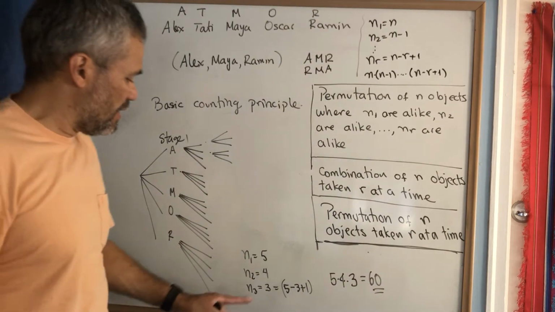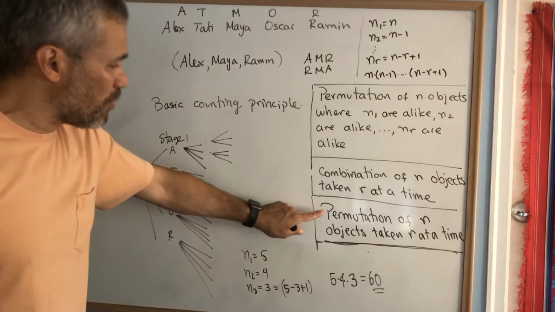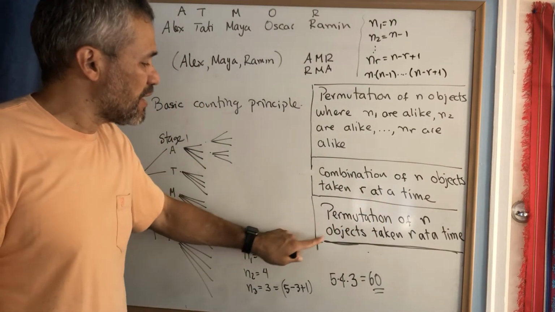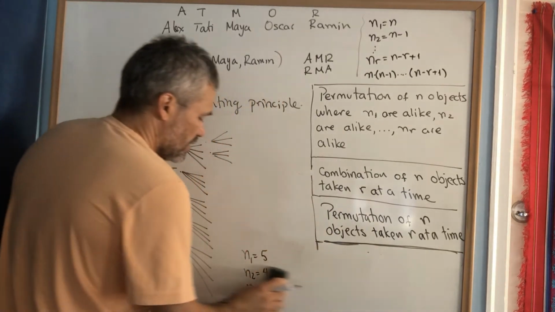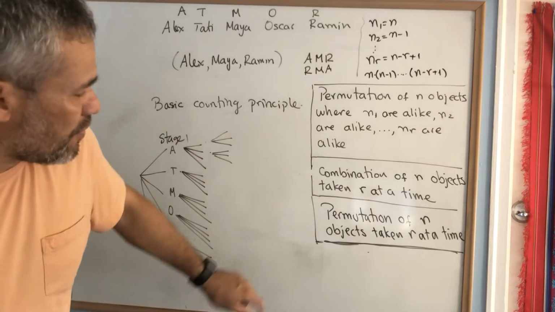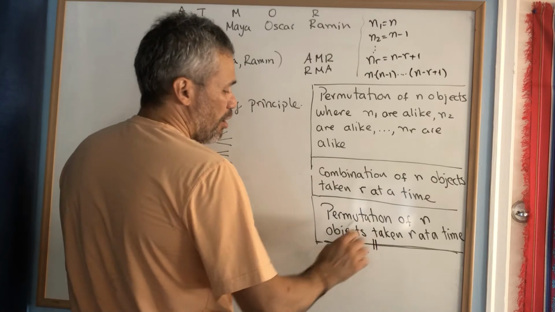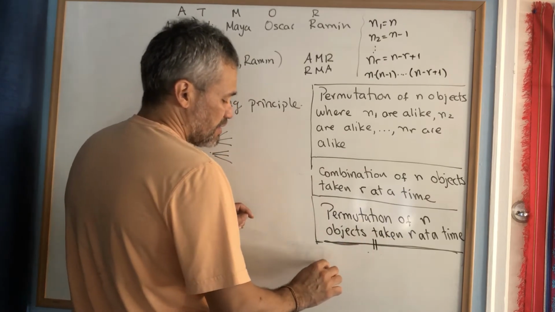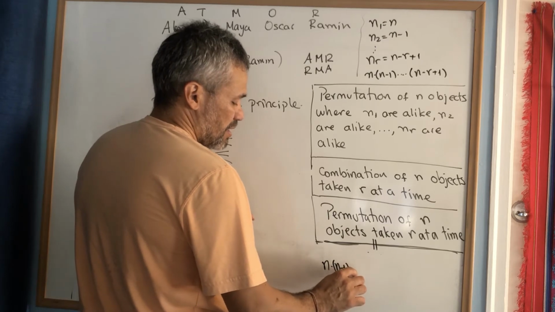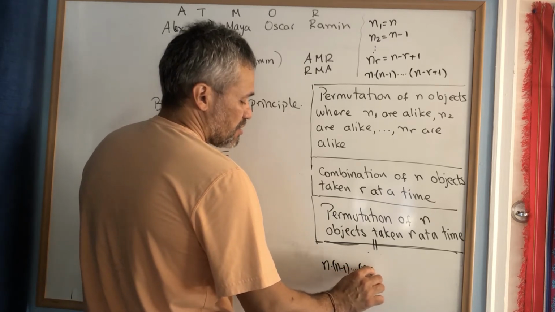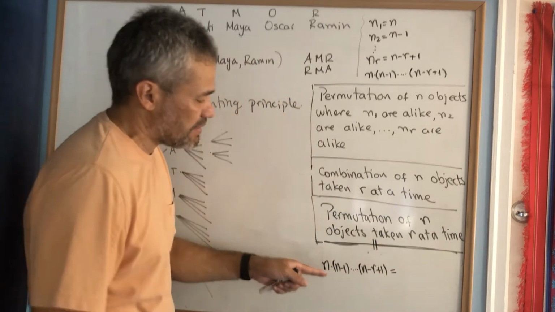Okay, then this is the number of permutations of n objects taking r at a time. I think it would be a good idea to write the formula here before I erase it. Then the number of permutations of n objects taking r at a time is just n times n minus 1 times ... times n minus r plus 1. And notice that I can write this in this form.